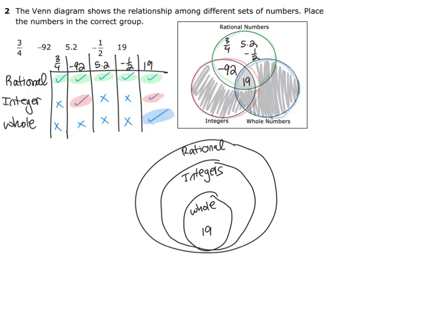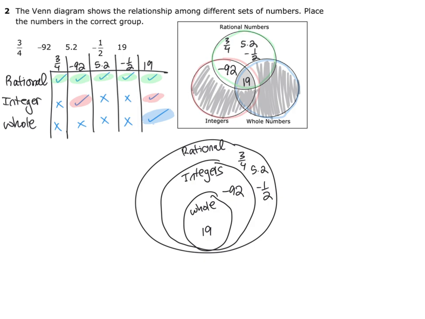In our integer section, we're going to have negative 92. Negative 92 is an integer and a rational number. And then in our rational number section, we're going to have 3/4, 5.2, and negative 1/2. And those are rational, but they are not integers or whole numbers.